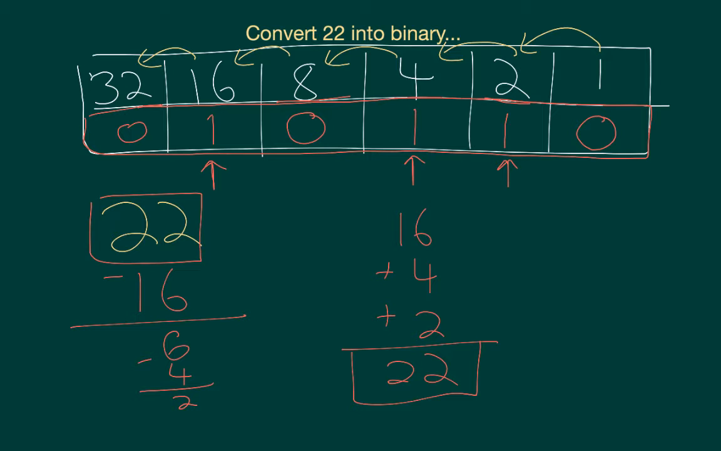Remember to always start from the biggest side. You want to try and find the biggest number that fits into your 22, and then the biggest number that fits into 6, and the biggest number that fits into 2, and so on and so on.